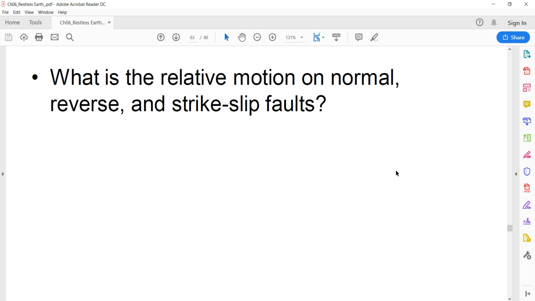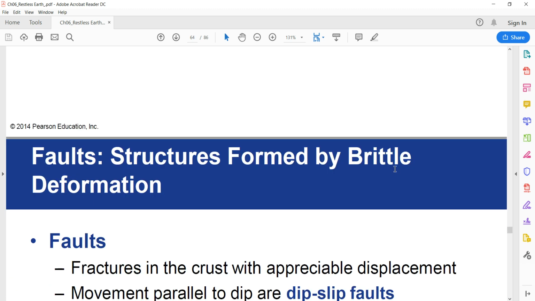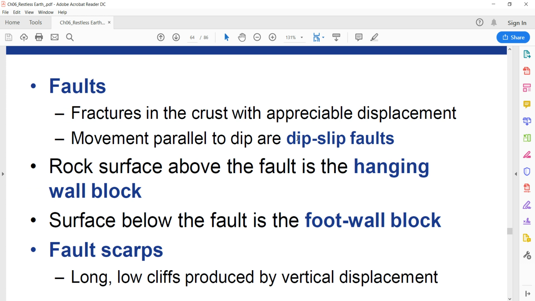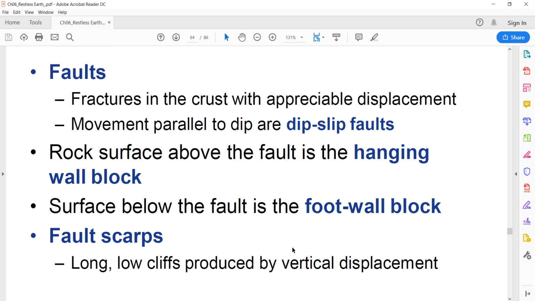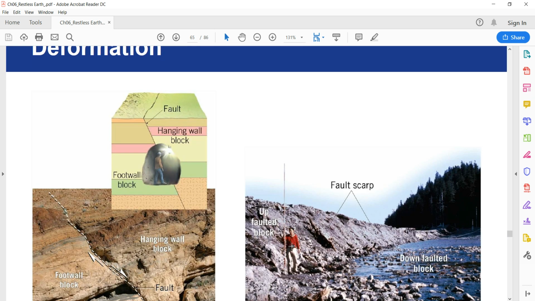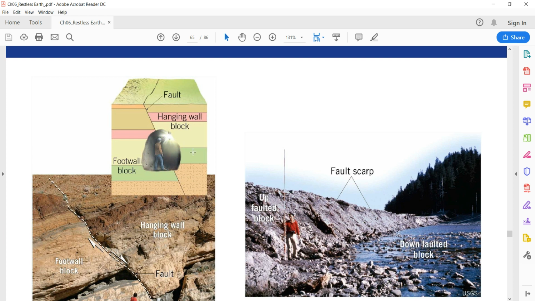So now let's dive into the detail about faults. Faults are fractures in the crust with appreciable displacement. Movement parallel to dip is called dip-slip faults. So there are a couple of these terms here: hanging wall block, footwall block, fault escarps. So we will learn about these terms using some schematic, some figure here. So here this is one example.